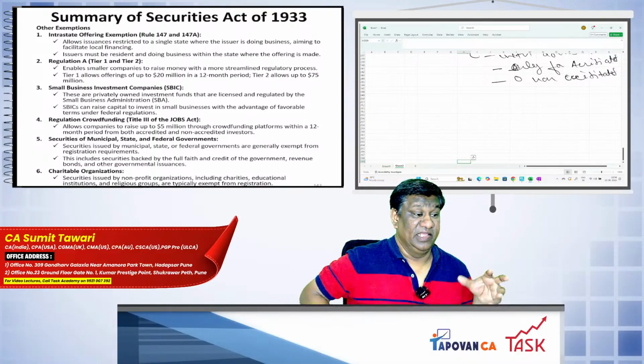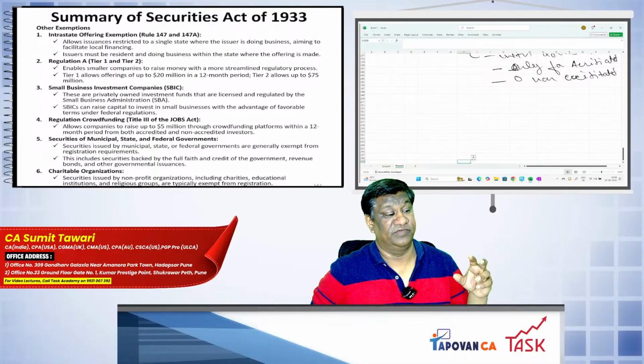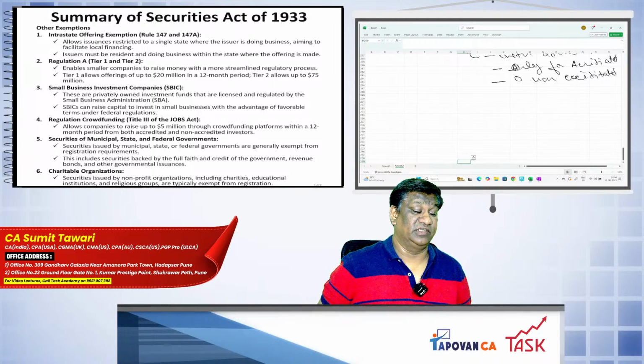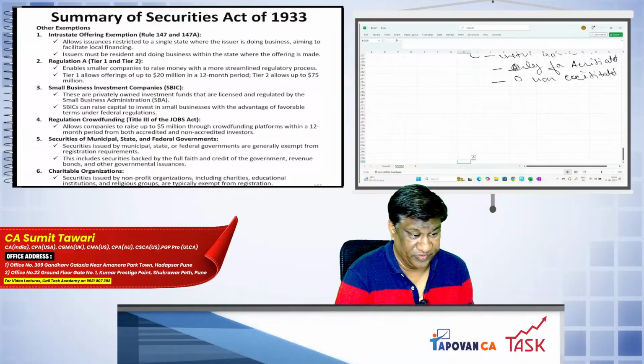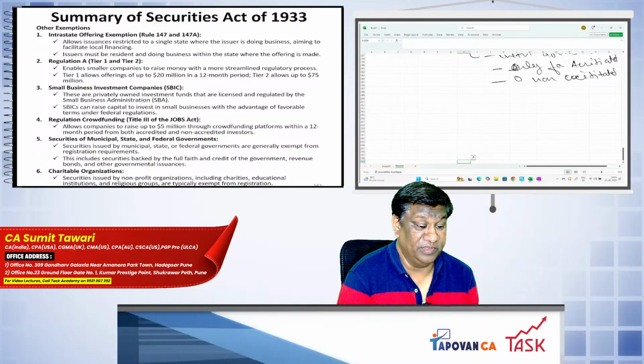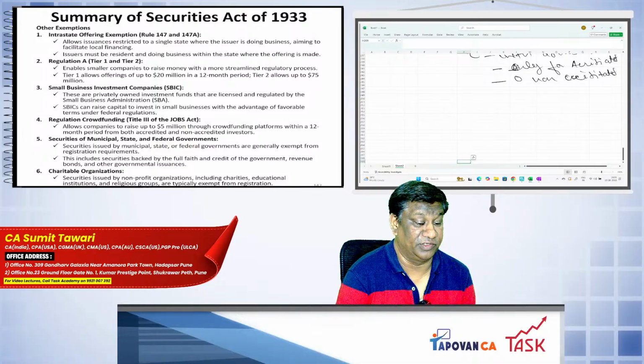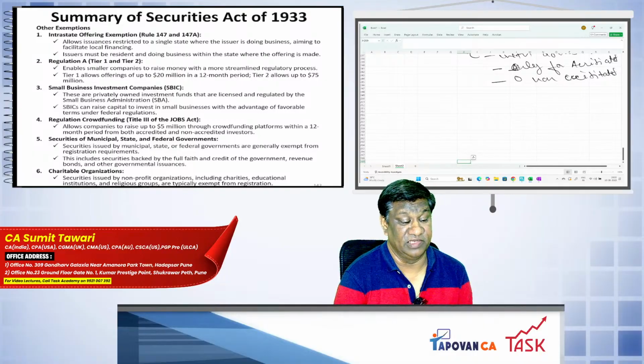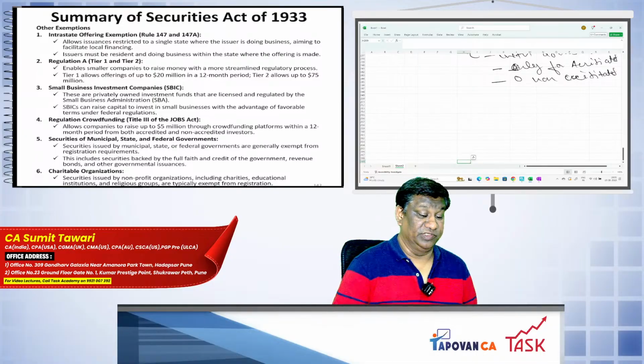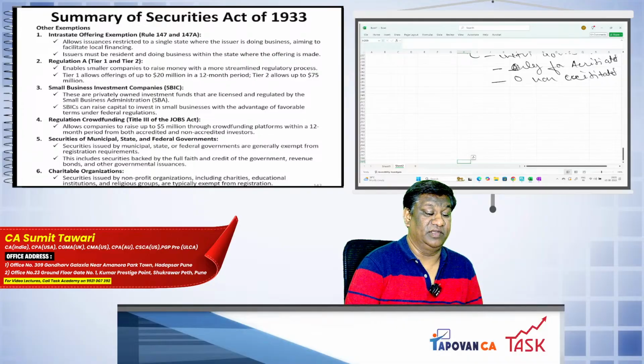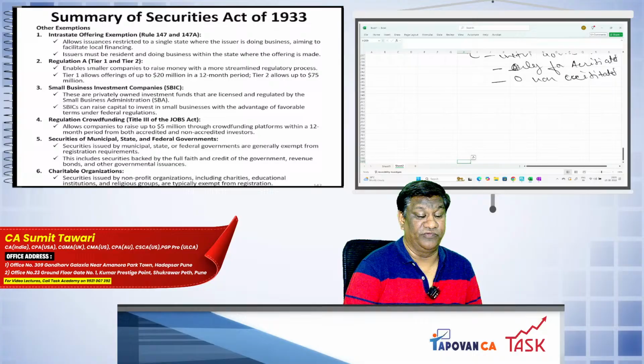Okay, so like India, we have a centralized body. But in the US, every state has its own registration body. Regulation A, Tier 1 and Tier 2, enable smaller companies to raise money with a more streamlined regulatory process. Tier 1 allows offering up to 20 million in a 12-month period, and Tier 2 allows up to 75 million. Small business investment companies are privately owned investment funds that are licensed and regulated by the Small Business Administration. SBICs can raise capital to invest in small businesses with the advantage of favorable terms under federal regulation. And regulation crowdfunding allows companies to raise up to 5 million through a crowdfunding platform within a 12-month period from both accredited and non-accredited investors.